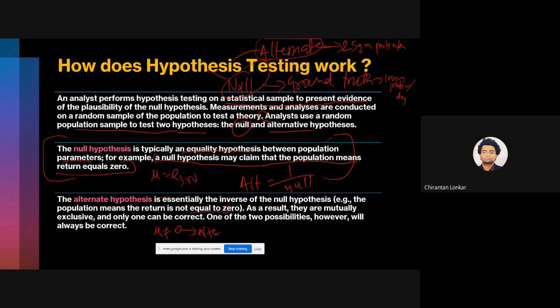As a result, they are mutually exclusive. Only one may be correct. What is mutually exclusive? There are two, three things, only one is correct. One of the two possibilities will always be correct. So out of this, one thing will be correct, right? Either the research that I came up with is correct, or this research is good enough.